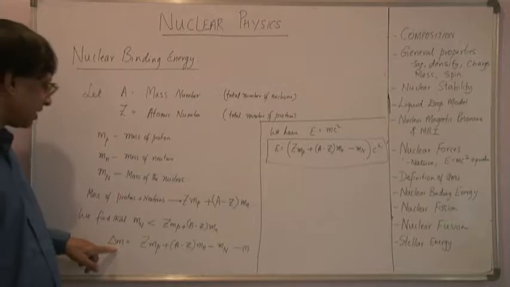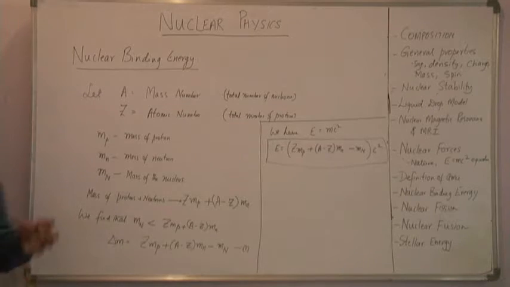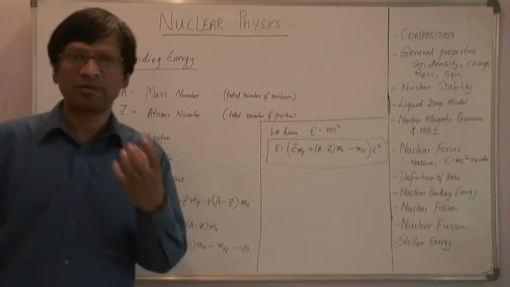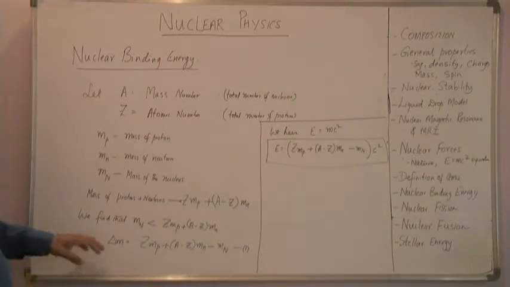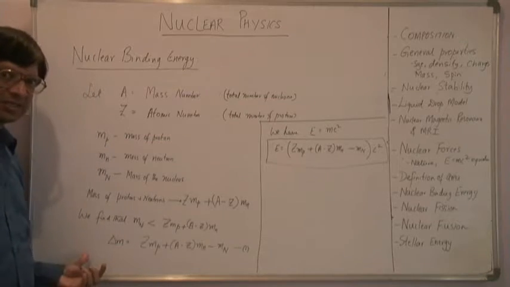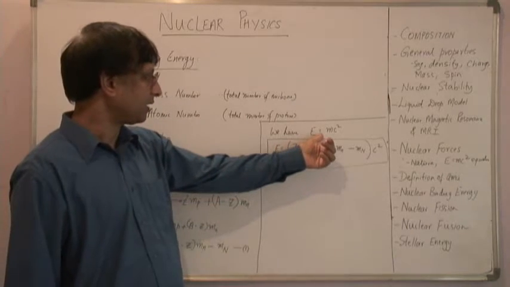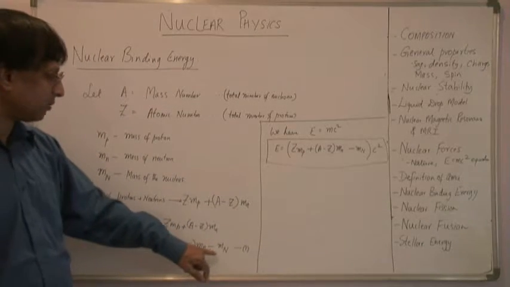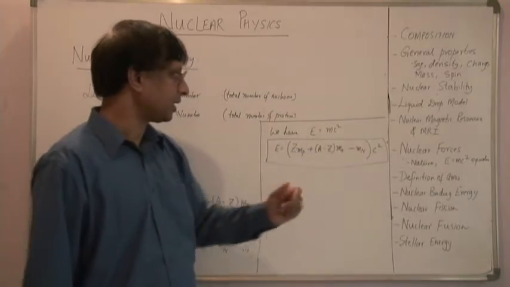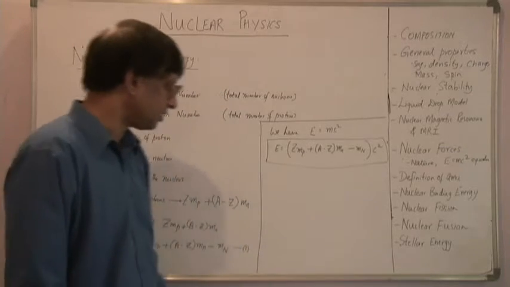I take the difference, and delta M is given by this expression 1. That means this much mass has disappeared when the nucleus got formed. And now this mass is to get manifested in the form of energy. And we have from Einstein's equation E equal to mc square. So here I am trying to find the equivalent energy for this mass that has disappeared on formation of the nucleus. And therefore from this equation, when I compute E, I find that E is equal to Z Mp plus (A minus Z) into Mn minus capital M into c square. This is the binding energy of the nucleus. So this expression gives the binding energy of the nucleus.